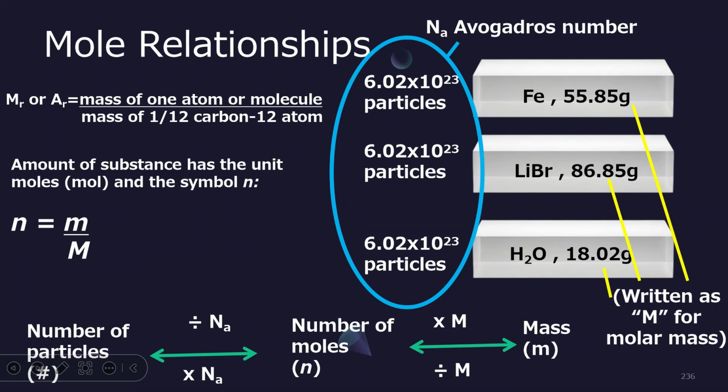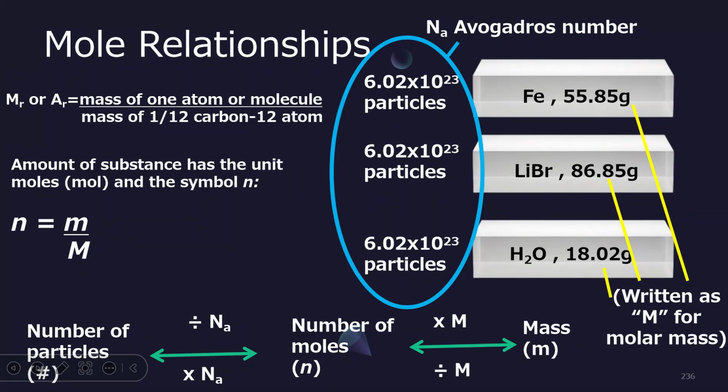If we had 3.01, we would have a half a mole. That's basically just what this is saying. And then if you wanted to go from number of moles back to number of particles, you multiply by Avogadro's number instead. If you want to go from number of moles, little n, to mass, you're going to multiply your number of moles by the molar mass. Remember, the molar mass is a certain number of grams per mole. So if you multiply moles by grams per mole, you'll get the mass of whatever you're talking about.